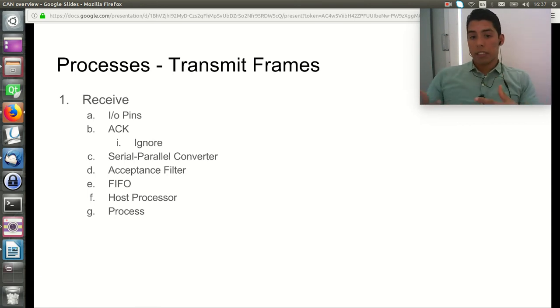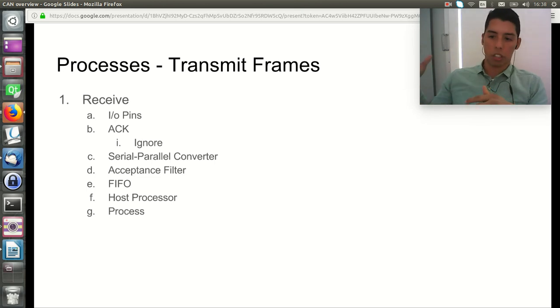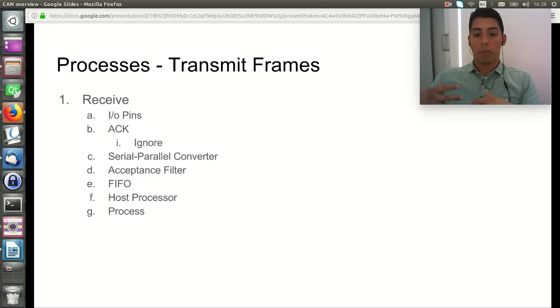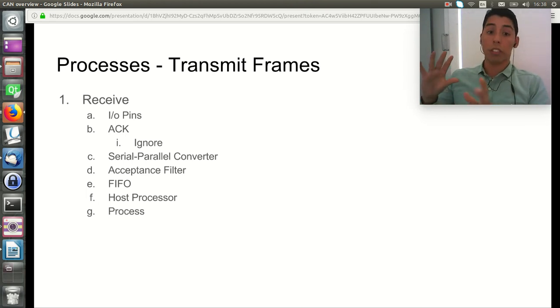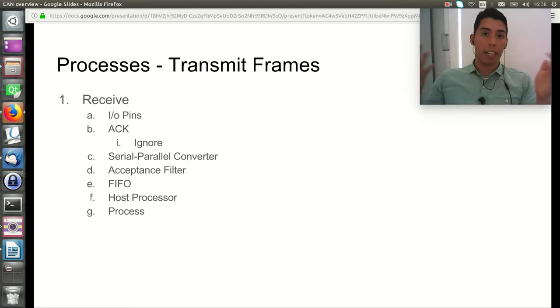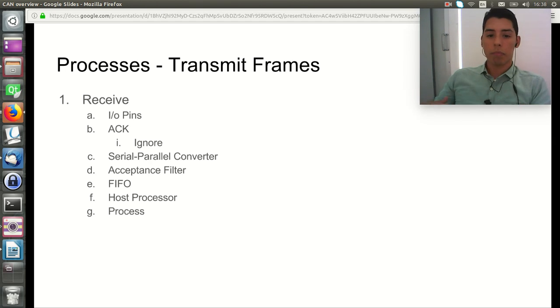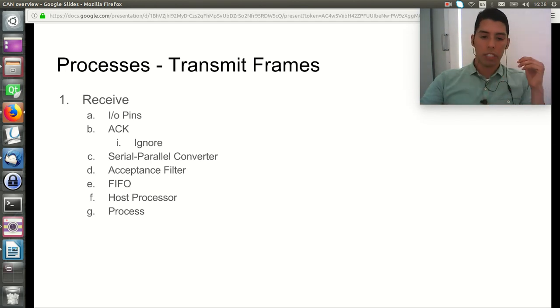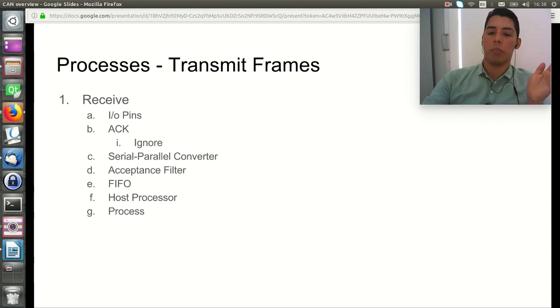The frame passes to the acceptance filter. If it's rejected, then it's just discarded. We don't care about it anymore. If the frame was accepted, then it's stored in one of the controller's FIFOs. Then the host processor is alerted by an interruption that the frame is in the controller FIFO. And the next part is that the host processor determines what to do with the frame.